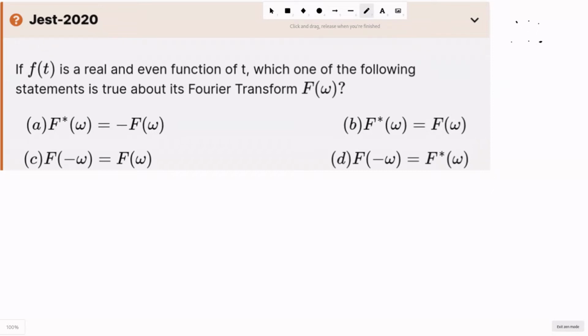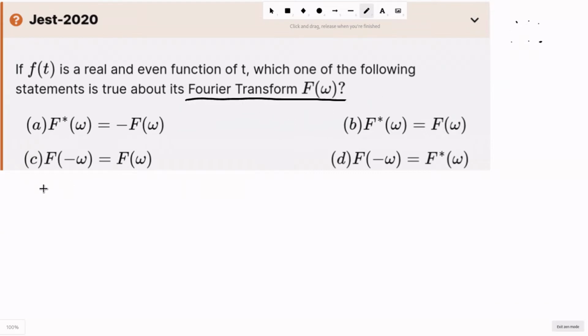This question is from mathematical physics and it is about Fourier transform. The question reads, if f(t) is a real and even function of t, which one of the following statements is true about its Fourier transform? So the most important thing here seems to be Fourier transform.